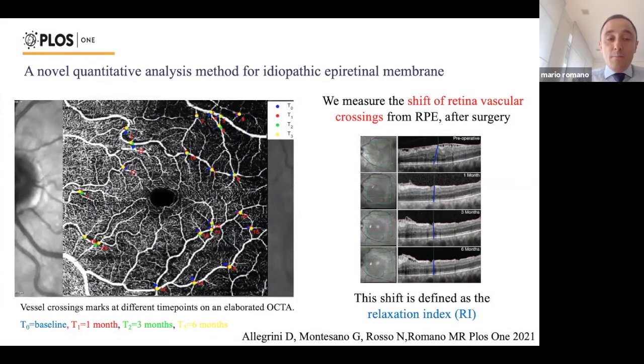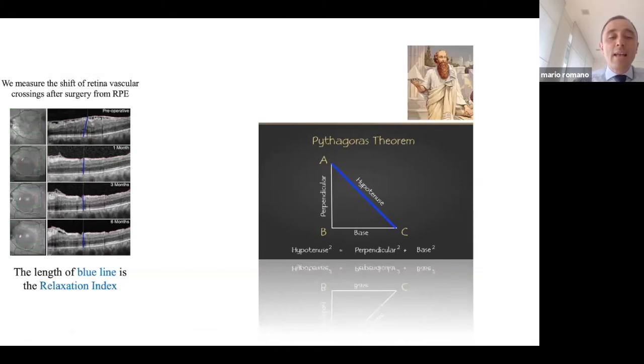We just published this paper looking at the postoperative 3D movements of the retina due to the release of traction after the surgery. So we measure the shift of the retinal vascular crossing from RP after surgery. So we measure this, the length of the blue line is the relaxation index. So we measure the shift of the retinal vascular crossing. And we use the Pythagoras theorem.